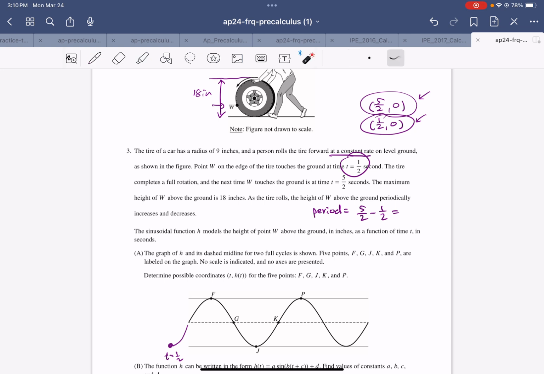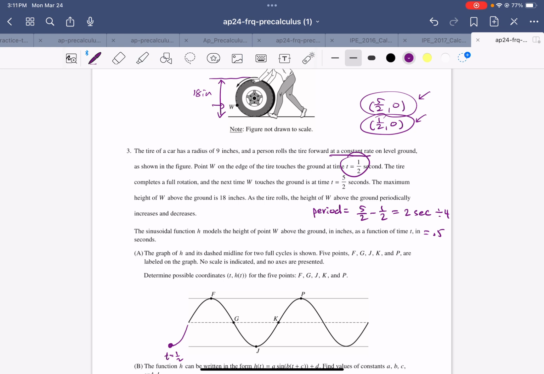The reason why: think about it. Let's say here 0 and here 0. So when t equals 1/2, and here when t equals 5/2, it is 0 again. So it's 1 full cycle like that, right? That's 1 period, which is 4/2. So 2 seconds is a period, right? Okay, so I divide that by 4, which is 0.5 seconds.